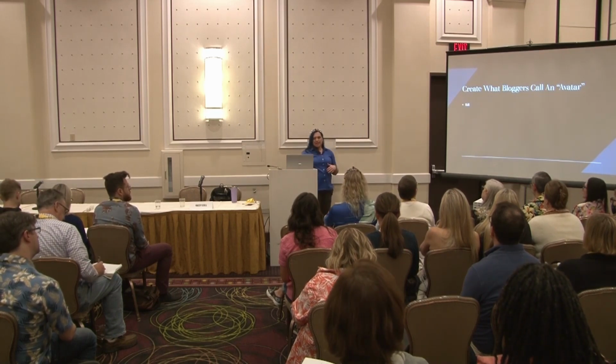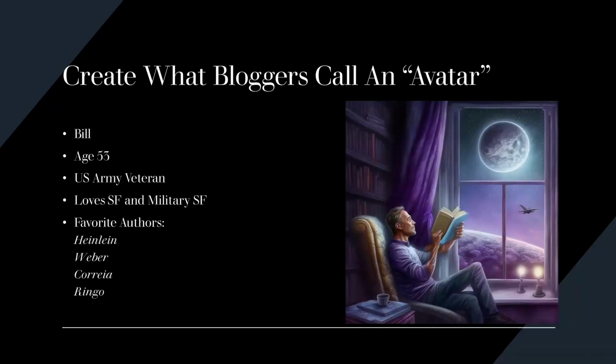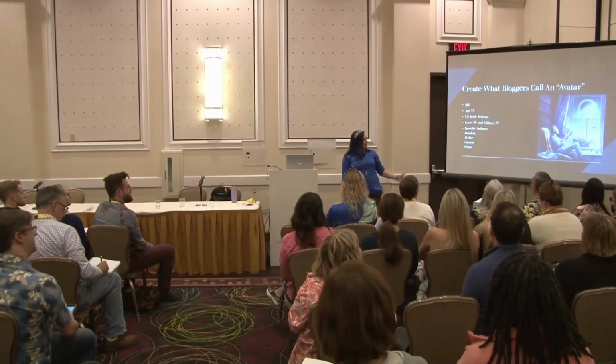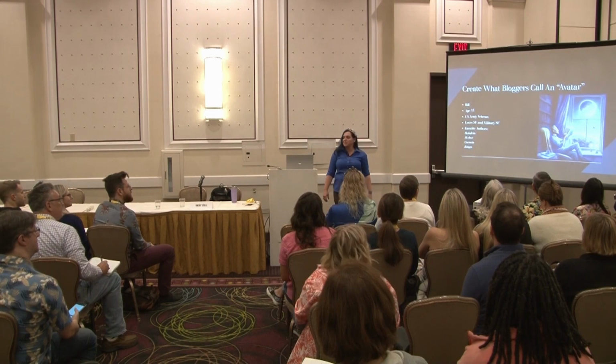So my guy's name's Bill, right? This is my avatar. Bill's 55 years old. He's a U.S. Army veteran. He loves science fiction and military science fiction. His favorite authors are Robert Heinlein, David Weber, Larry Correia, and John Ringo. And that's what Midjourney thinks he looks like. It's not bad, right? Kind of a grizzled guy reading a book, dreaming about the moon. What's that?